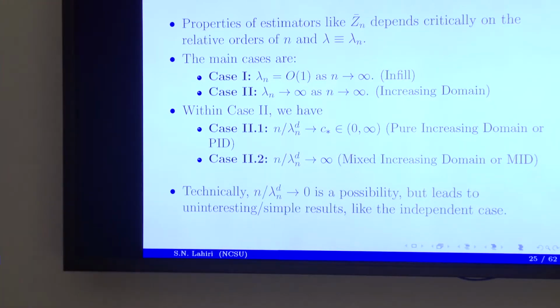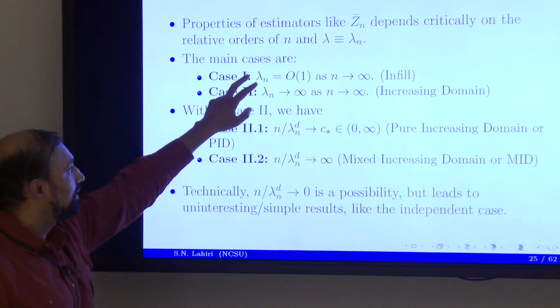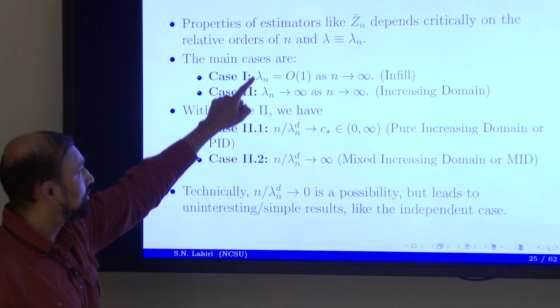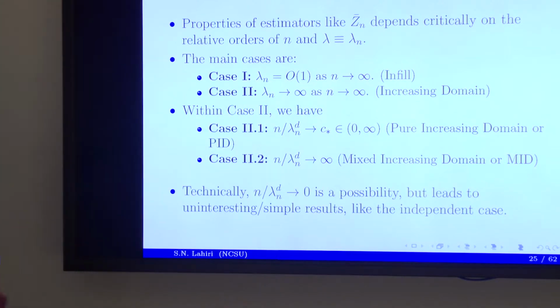In any case, what is important from here is that depending on whether we are in case 1 or case 2, what we should expect about properties of estimators like Z bar will change. And that will change very drastically.